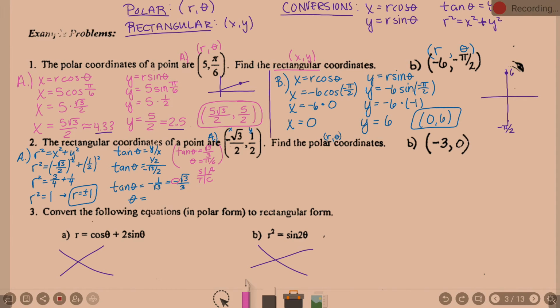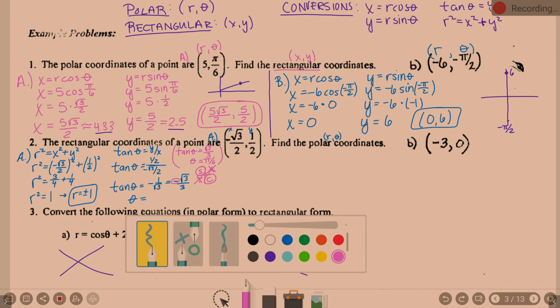Pi over 6 is your quadrant 1 answer. What quadrants do I need? 2 and 4. Not our positive quadrants. So what angles do we need? In quadrant 2, what is my pi over 6 angle? What is the angle that's happening right before pi? And that is 5 pi over 6.